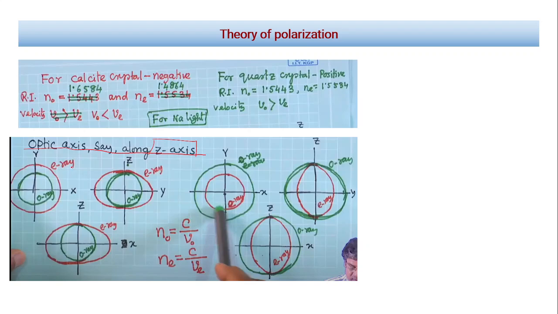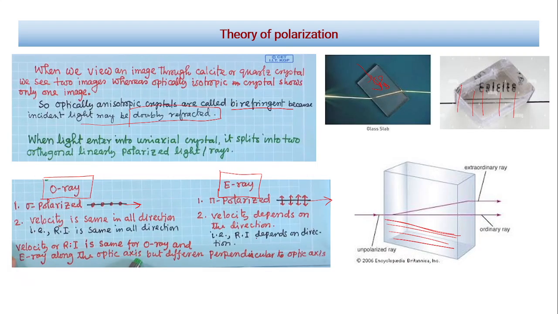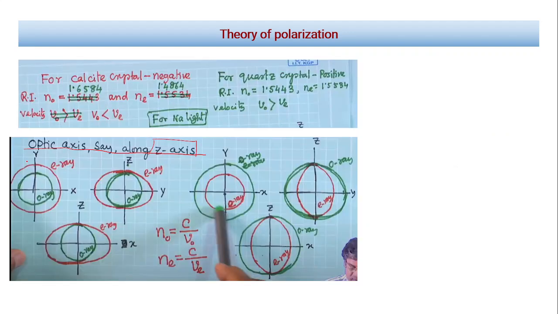Here we are taking the optic axis along the z axis, so if I make xy the plane, that means the z axis is out of the plane. As I said, the optic axis is along the z axis. That means in these two axes, the refractive index of the E ray and the refractive index of the O ray will remain the same, right? The refractive index is the same for O ray and E ray along the optic axis, but different perpendicular to the optic axis. So their refractive index and velocity are the same.